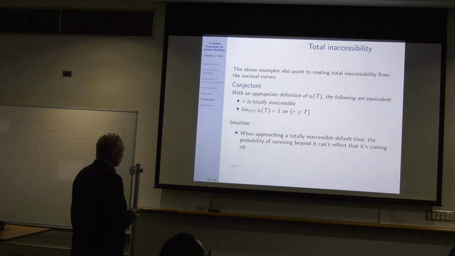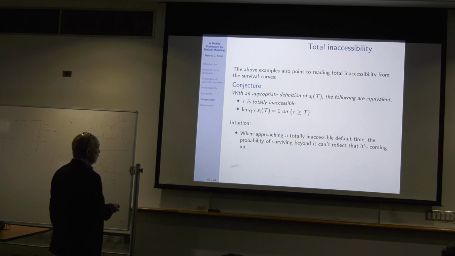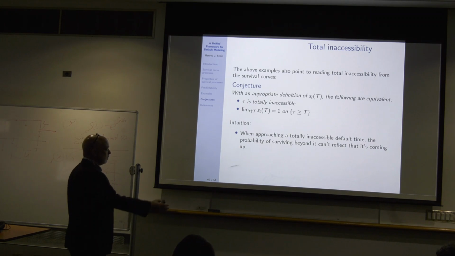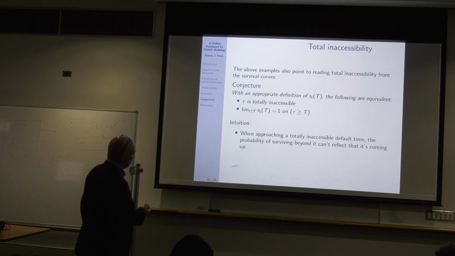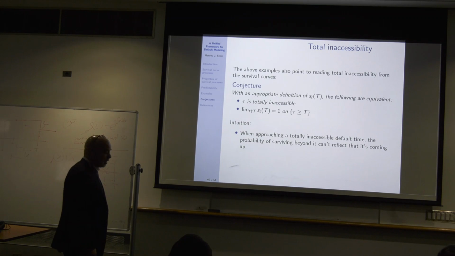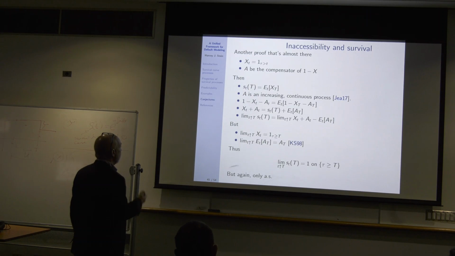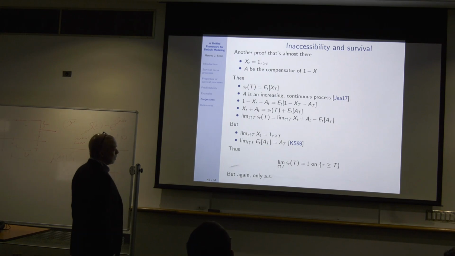Now, similarly, what we would conjecture is that if we fix the definition of the survival probability, then being totally inaccessible would mean that the survival probability always goes to 1 if you haven't defaulted before cap T. Now notice the difference between these is whether it's 1 or 0 at tau equals t, which is usually a measure 0 set, and that's what's causing the whole trouble.